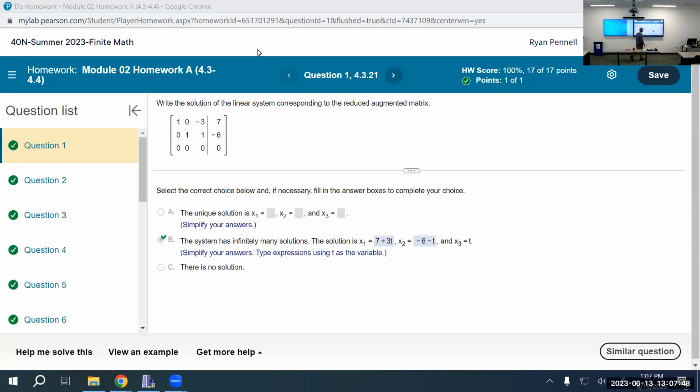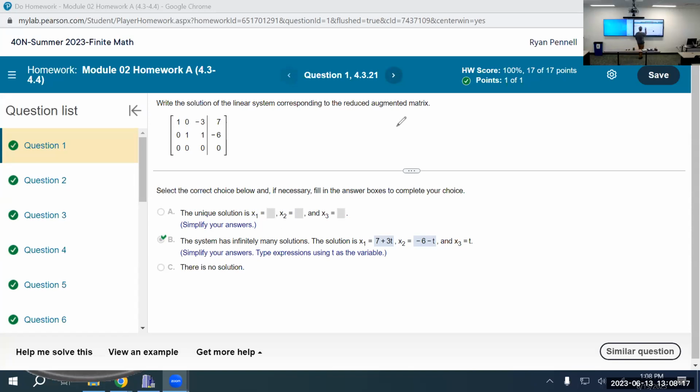My annotation tool works. Good going. So here it says, write the solution of linear systems corresponding to the reduced augmented matrix. They're saying this is already reduced, and we want to write the linear system.